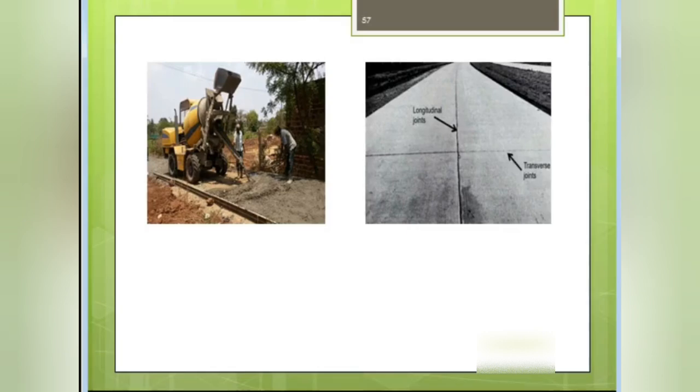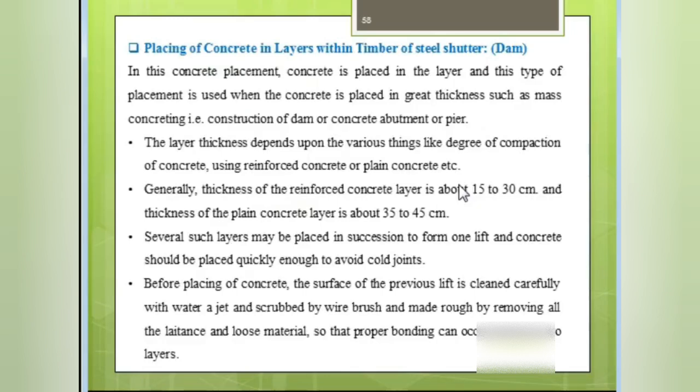Okay, so you can observe in this figure the concrete road pavement having a small gap that is not more than 1 to 2 centimeter. So that gap should be maintained for that purpose. Okay. Then placing of concrete in large layers within the timber or steel formwork shutters.